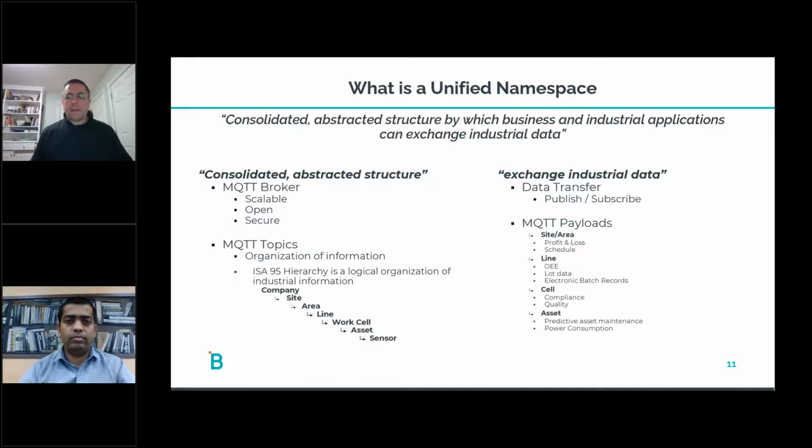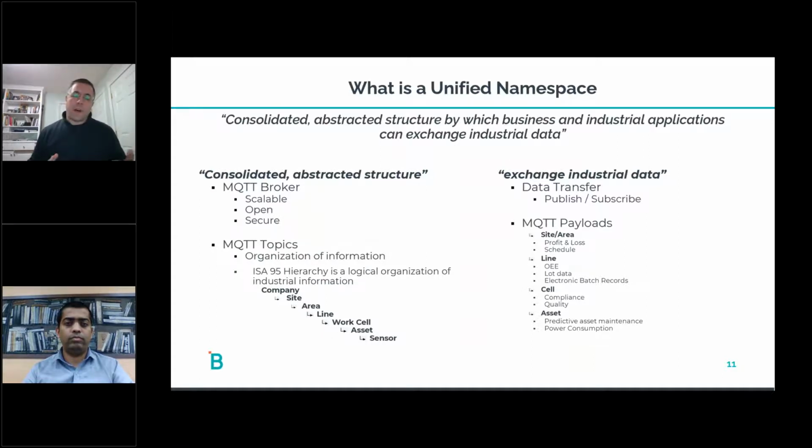The other key piece is, of course, we need to exchange data. So what does that data mean? Well, with MQTT, you get a publish and subscribe type of approach to exchanging data. So one system publishes it in, another system can subscribe to that topic structure and then get access to that data whenever it changes.